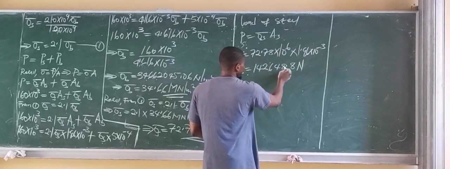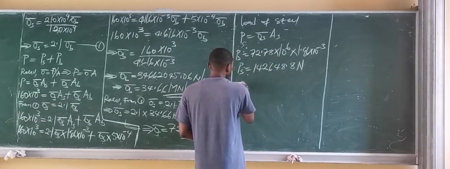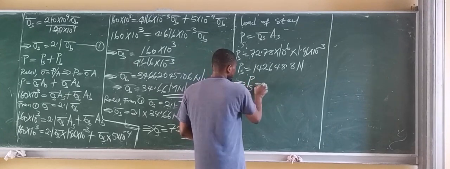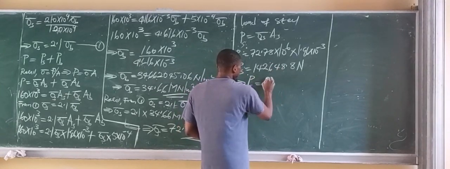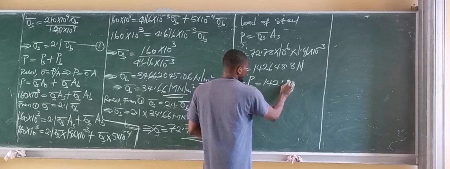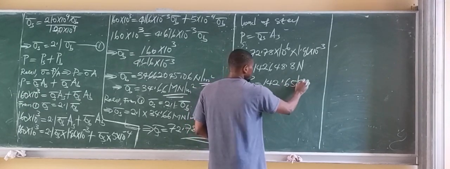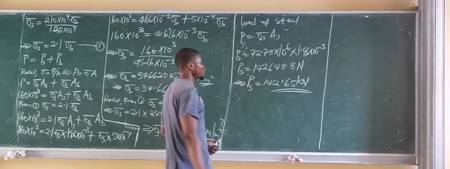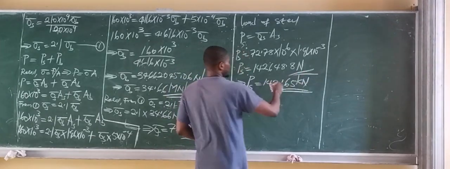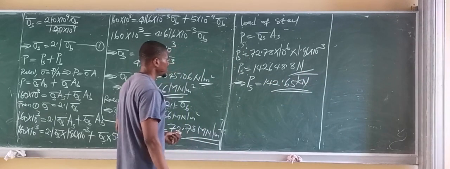So you can choose to approximate to 1, 2, 3. That simply means that the load carried by steel can be 142.65 kilonewtons. If you wish, you can leave it like this as the answer. That's the load carried by the steel.